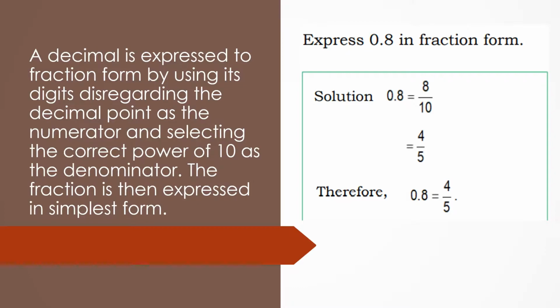Get the lowest term or lowest form. This will be divided by 2. So 8 divided by 2 is 4, and 10 divided by 2 is 5. Therefore, 0.8 is equal to 4 over 5, or 4/5.